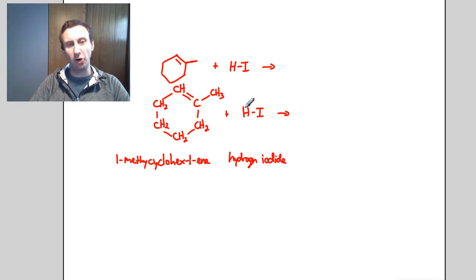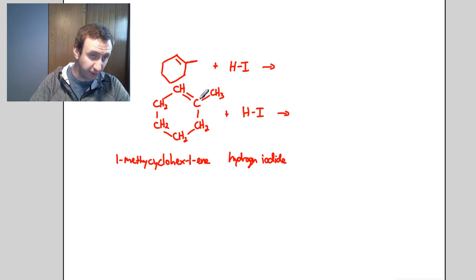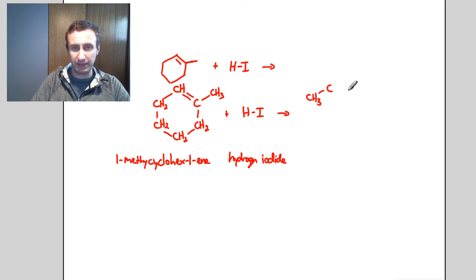Okay, so when I add this, one hydrogen could add to this carbon and the other I could add to this carbon, because I'm breaking this double bond, right? Or the I could add to this carbon and the H could add to this carbon. And in fact, I get both products. Both end up getting made. So I end up with CH2.